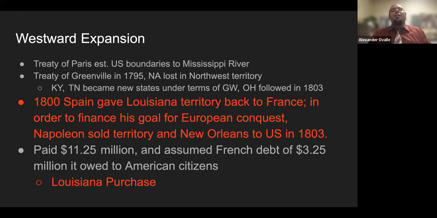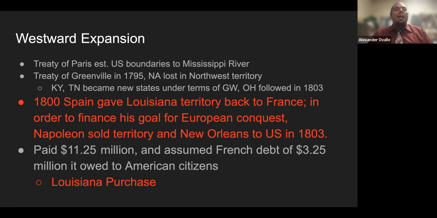Spain gave back that Louisiana territory to France. And then in order to finance his goals for European conquest and world conquest, Napoleon is going to sell that territory and New Orleans to the United States in 1803. And this is kind of a little hypocritical of Thomas Jefferson because he is in power expanding the growth of the federal government, even though he himself wanted to limit the federal government's power.